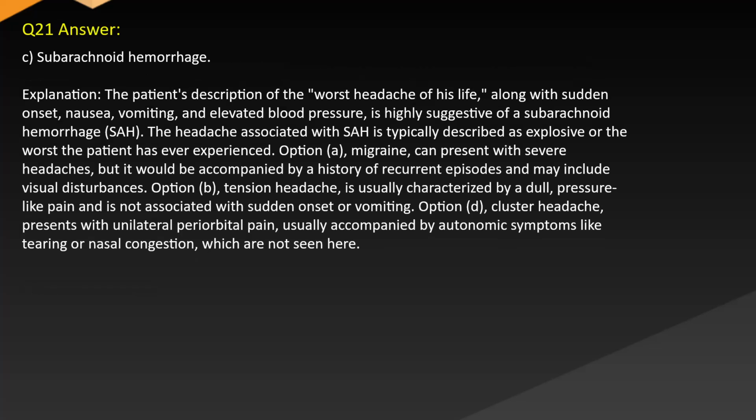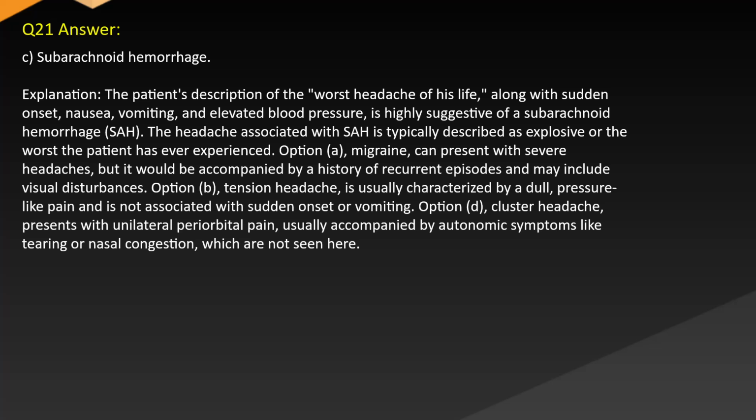Answer C, subarachnoid hemorrhage. Explanation: the patient's description of the worst headache of his life, along with sudden onset, nausea, vomiting, and elevated blood pressure, is highly suggestive of a subarachnoid hemorrhage, a headache typically described as explosive or the worst the patient has ever experienced.